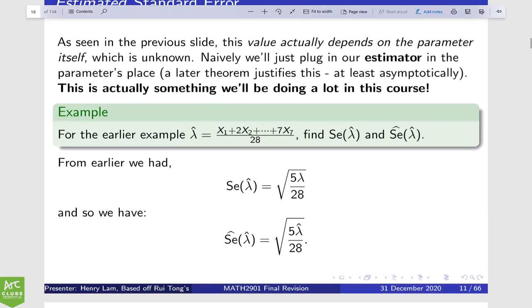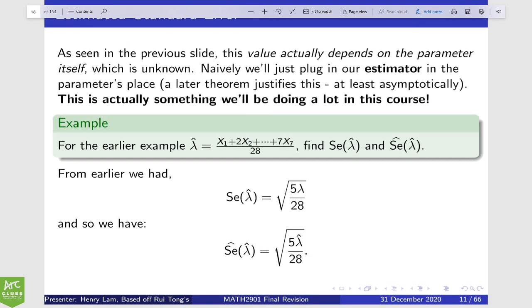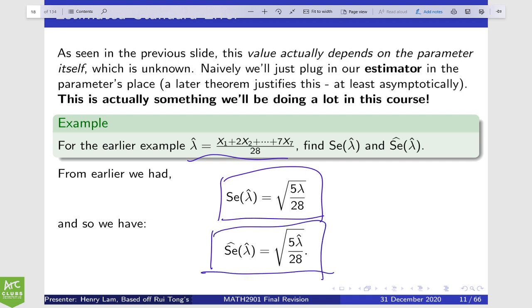So for this example, we go back to the previous example, so same estimate and everything. We know this is a theoretical standard error. So our estimated standard error, well, we just plug in lambda hat. And this is something we could actually find as a value because it's based on our random sample that we collected. And so we can actually evaluate this as a figure.